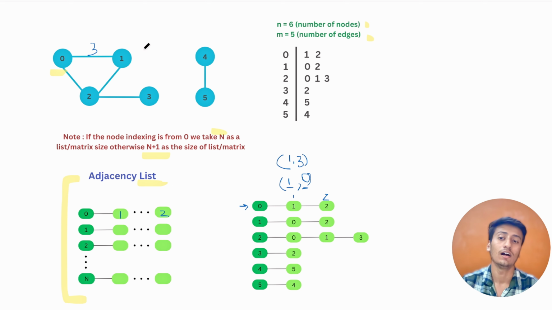So since it is an unweighted graph, we assume that it has a unit weight, so we can have a list of integers rather than a list of integer and pair.